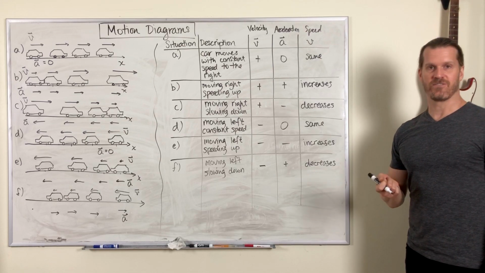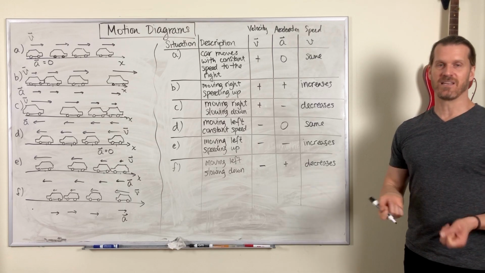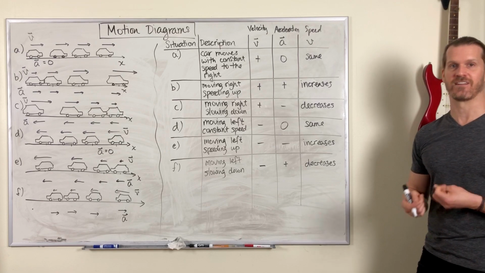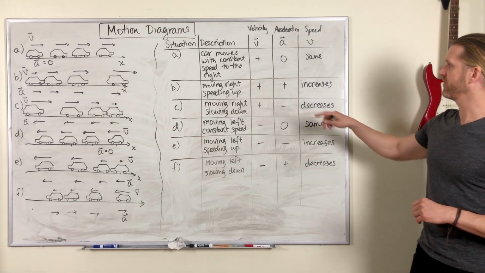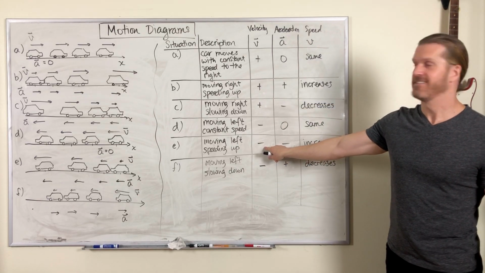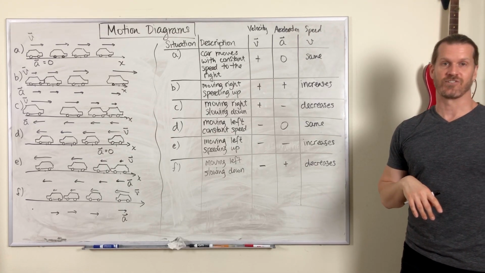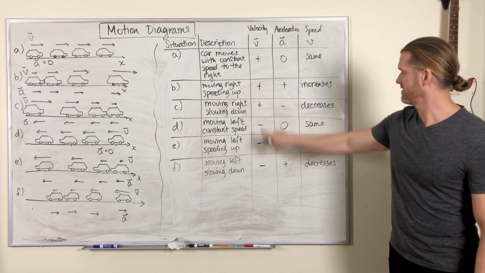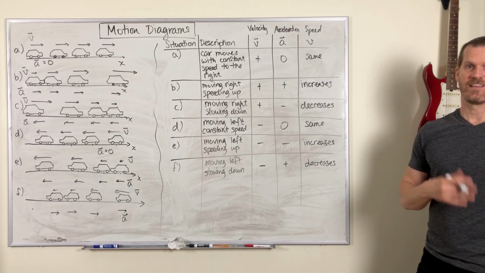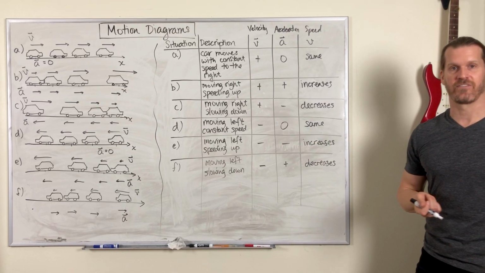Speeding up and slowing down has nothing to do with acceleration being positive or negative. Speeding up and slowing down only has to do with the relative signs of the velocity and acceleration vectors. If velocity and acceleration have the same sign, then the speed increases. If velocity and acceleration have opposite signs, then speed decreases. And of course, if acceleration is 0, then speed and velocity are constant.